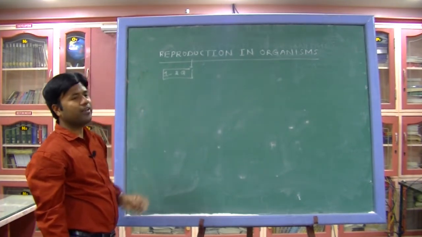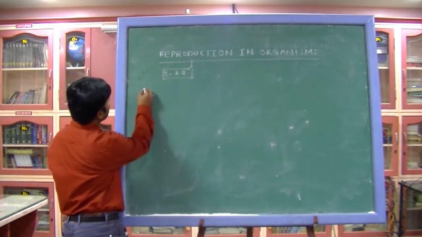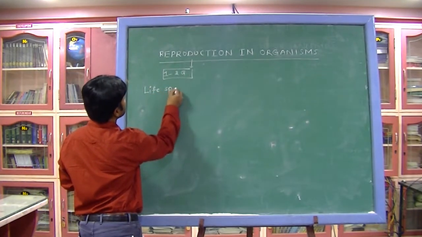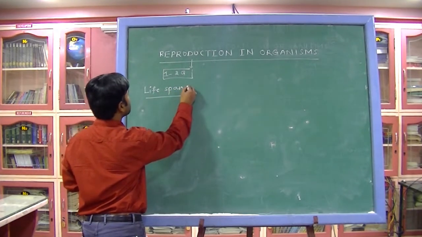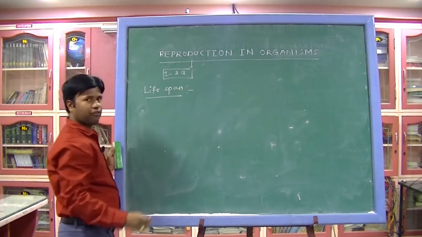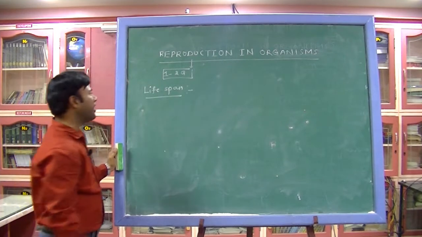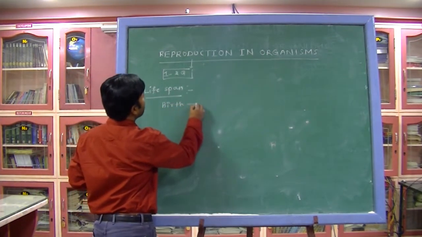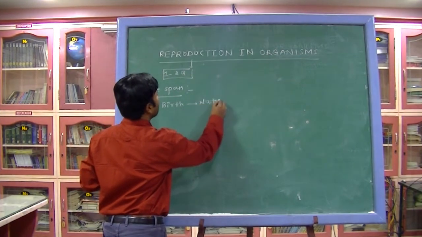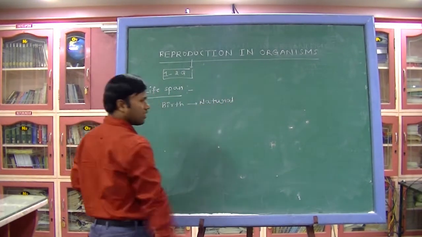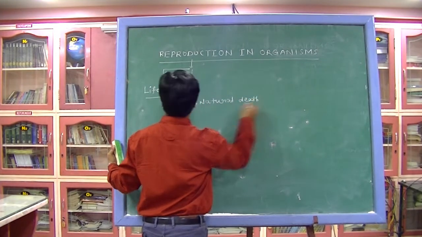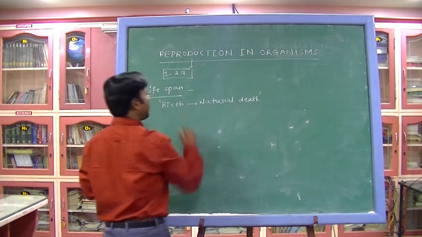In this chapter, the first concept is lifespan. What is lifespan? The period from birth to natural death of an organism is called lifespan.